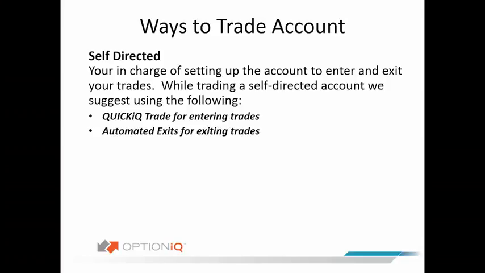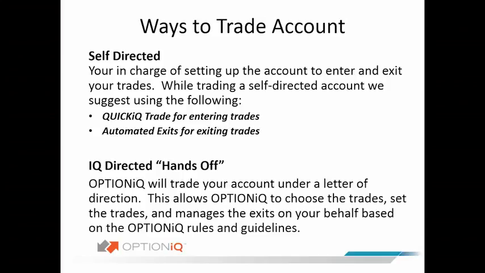So automated exits, depending on the broker you're using, you can actually set it up and it'll automatically take you out of a trade that you're in. And then the other option besides the self-directed option is what we call the IQ directed. This is where you're doing what's called hands-off. In other words, you fill out a power of attorney form, a letter of direction, so to speak, and once you fill that out, this allows Option IQ to actually choose the trades, set the trades, manage the exits on your behalf. And we're doing all of that based on all the rules and guidelines that we've talked about.